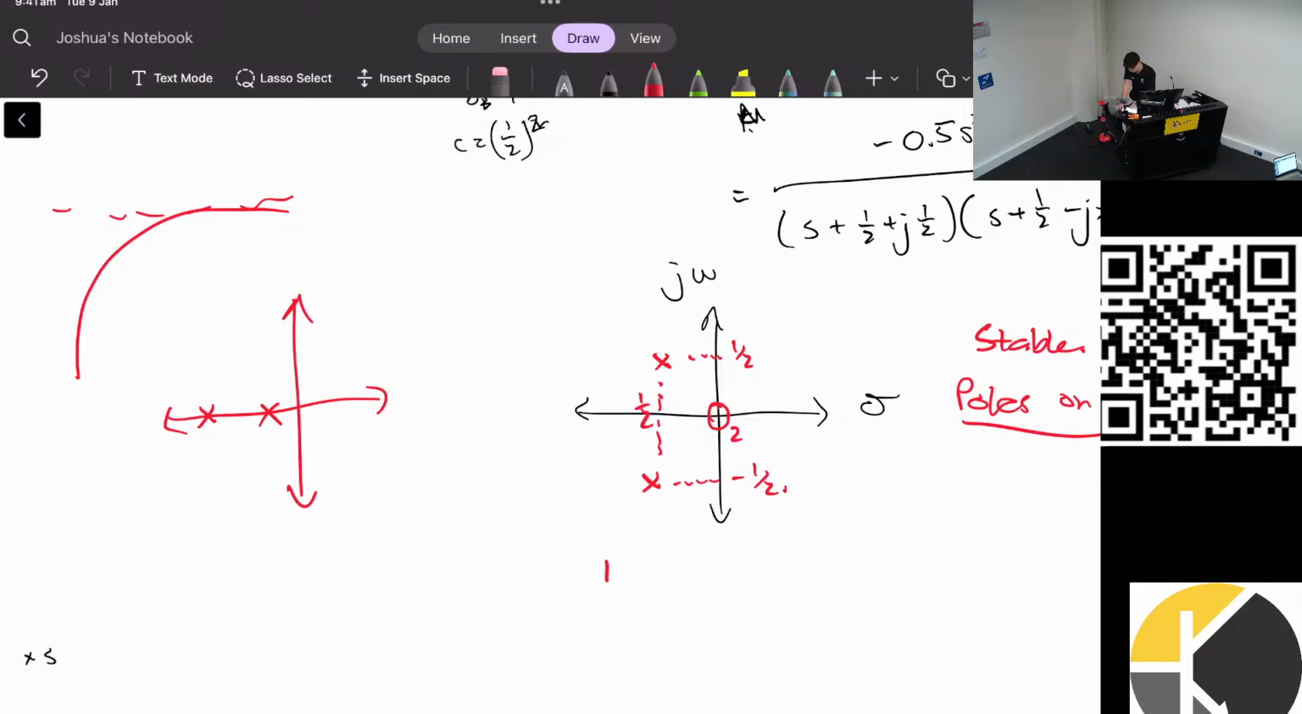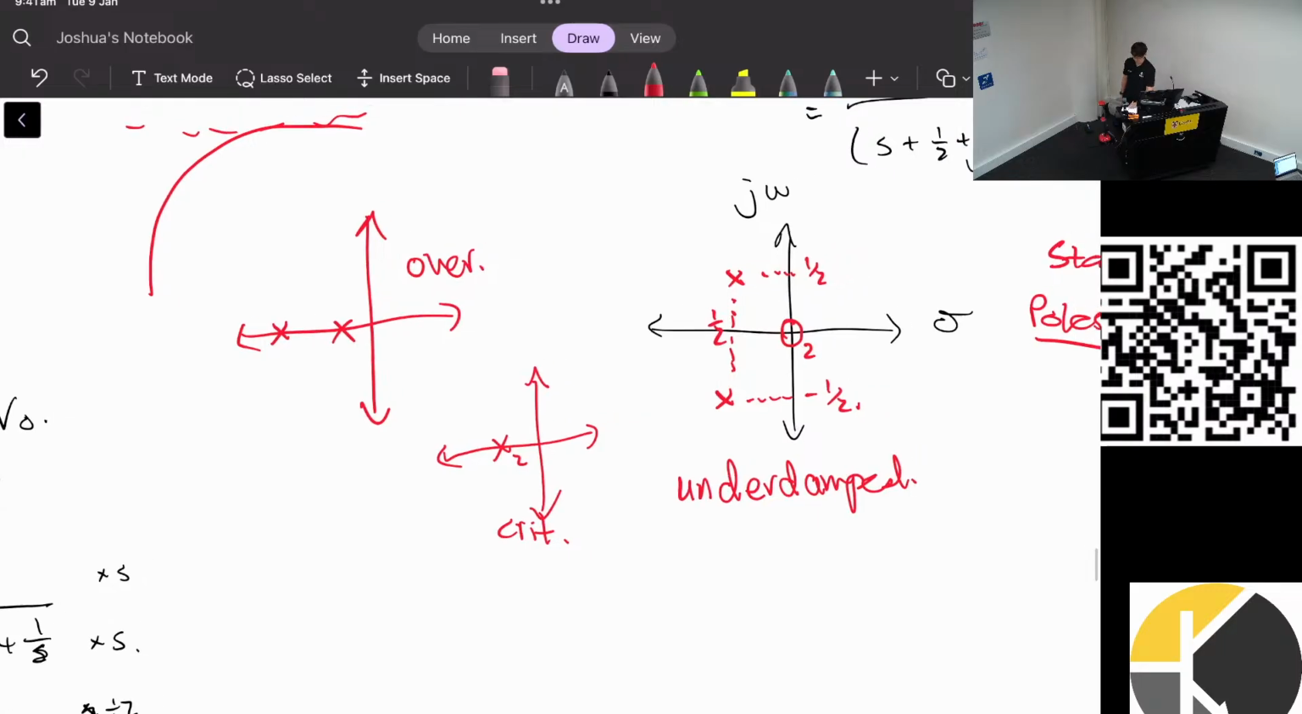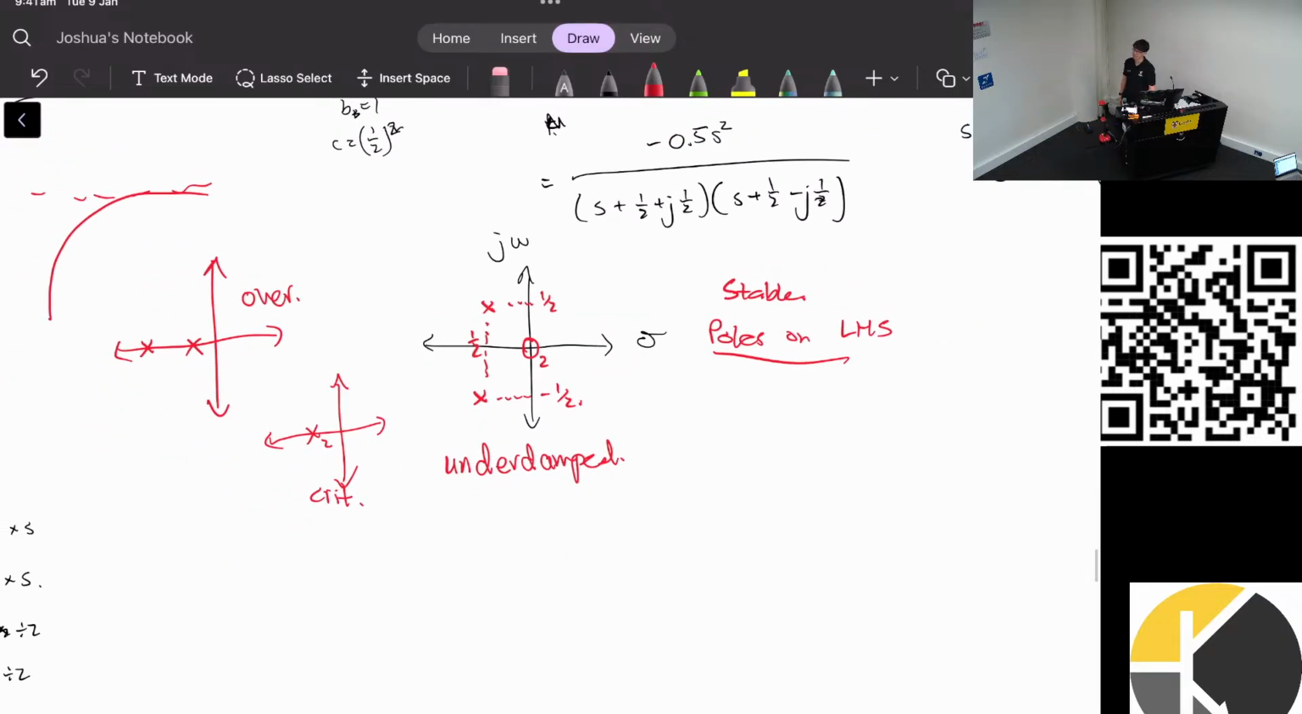So this is actually telling me that this is underdamped. And then in the case of critically damped, we have two poles at the exact same location. So this is critical, and this is overdamped. So this might save you some time in the exam, or just help you double check your working out. You should expect to get an underdamped response when you have complex conjugate poles. So we'll see that moving forward.